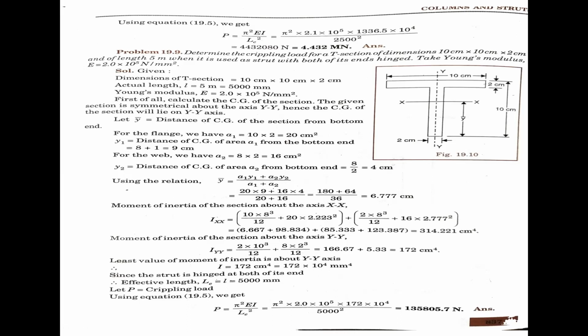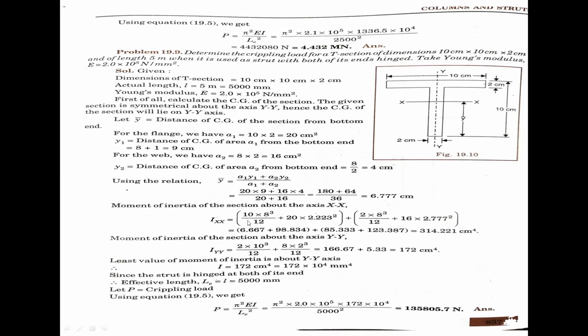Now using the relation y bar equals (A1 y1 plus A2 y2) divided by (A1 plus A2), you calculate the center of gravity. You substitute the A1, y1, A2 and y2 values. Finally, 6.77 centimeters. This is the y bar, the center of gravity.